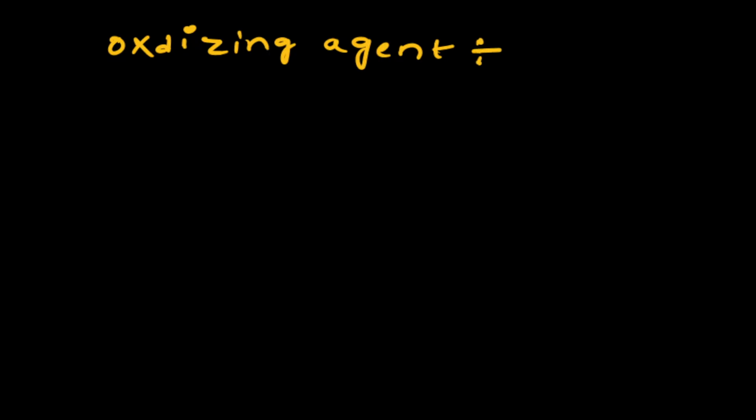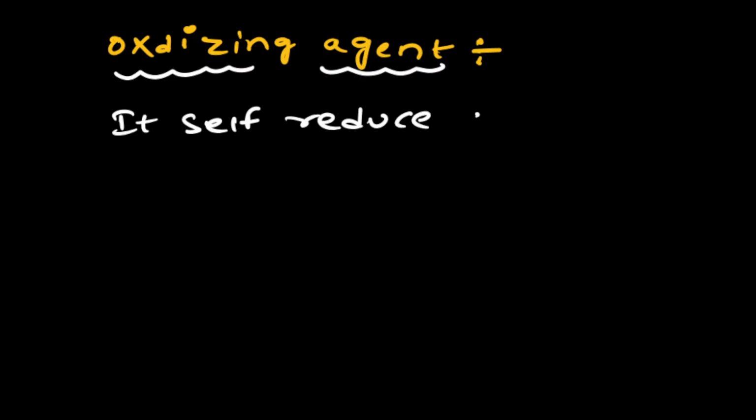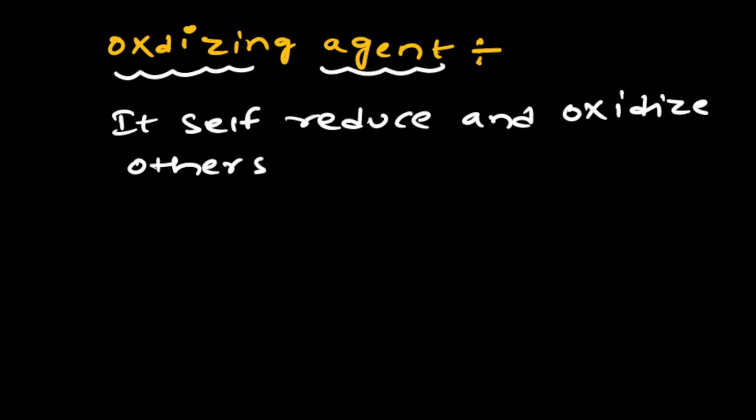Done. Next, the very important point that we are going to see is the oxidizing agent. My dear friends, many of the students get confused here itself. What is the meaning of the oxidizing agent and what is the meaning of the reducing agent? Oxidizing agent means itself reduces and oxidizes others. Itself reduce and oxidize others is known as the oxidizing agent.